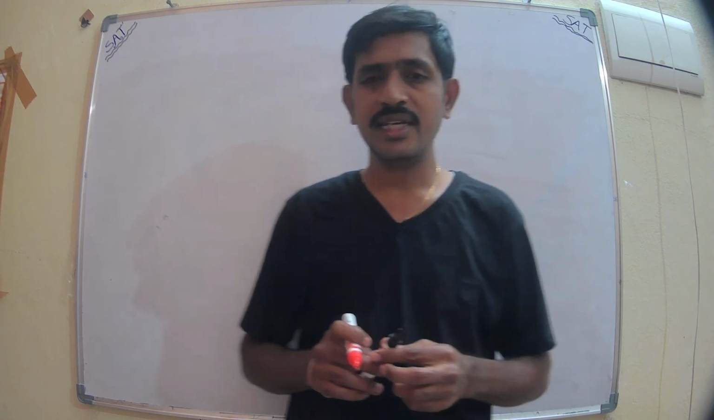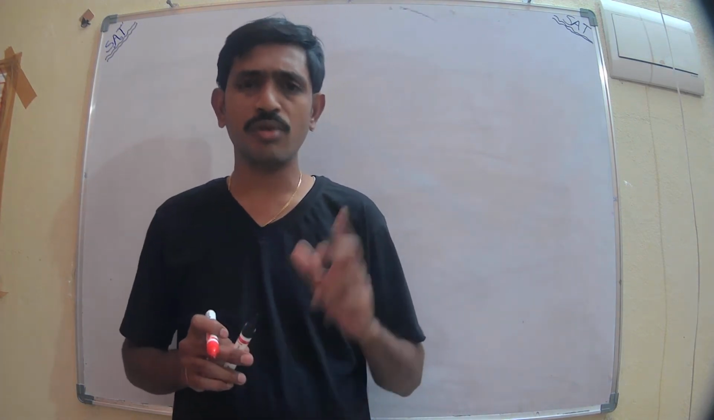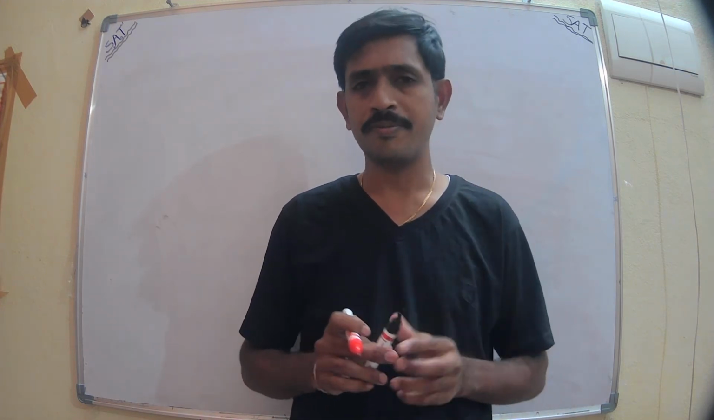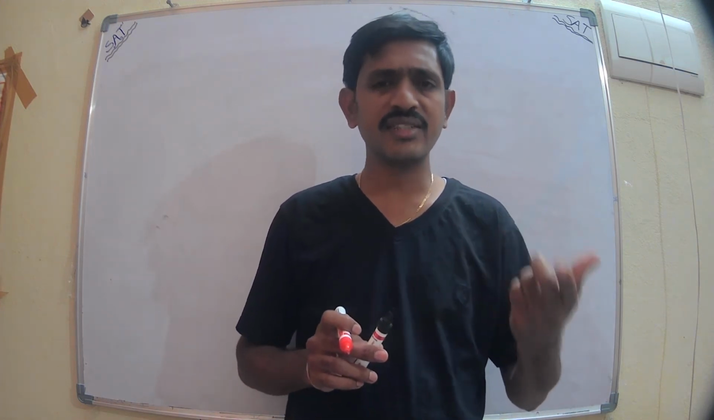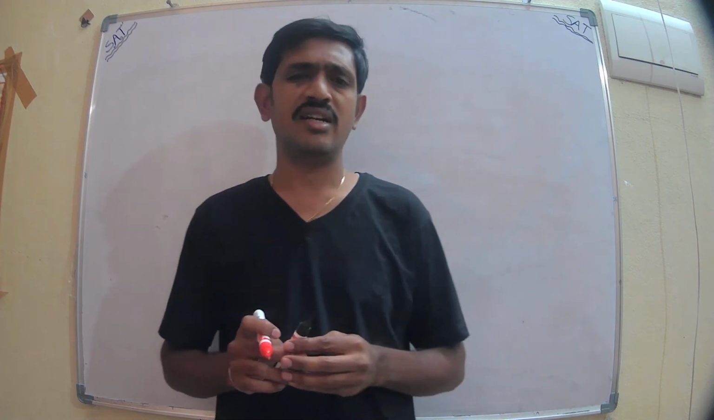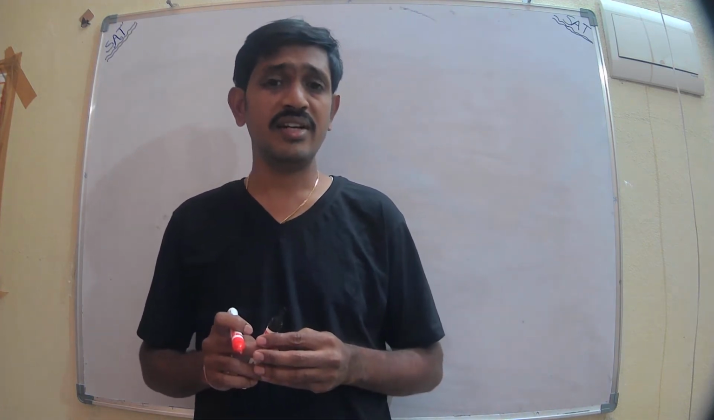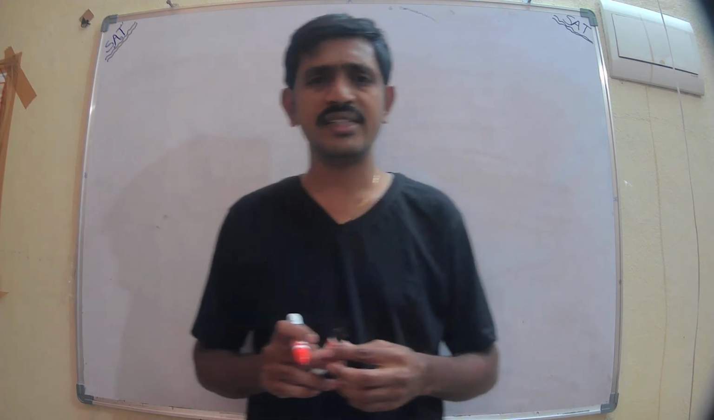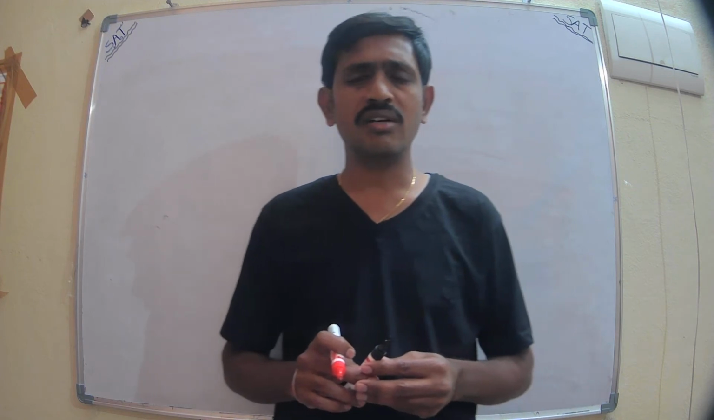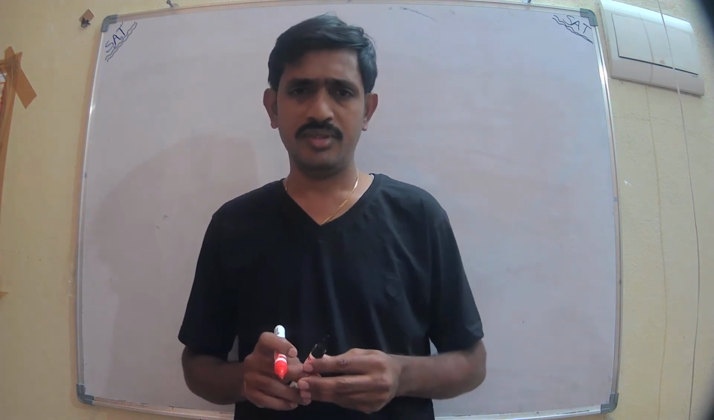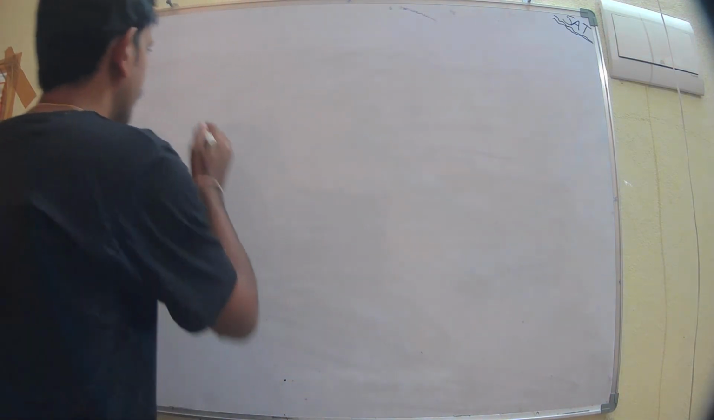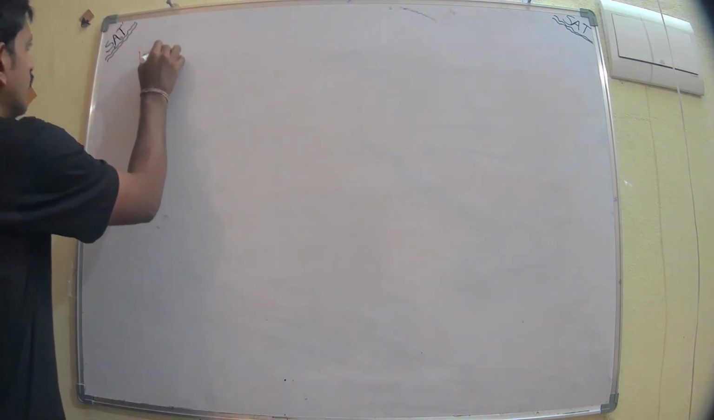In this class, I will not discuss the proofs of the properties. I will discuss only the property and one example, because we will discuss all the properties in detail in the signals and systems subject. So briefly, the first property is the linearity property.